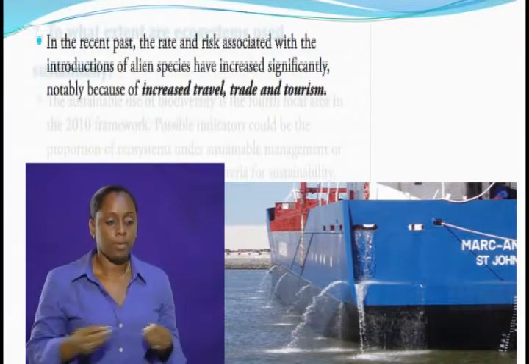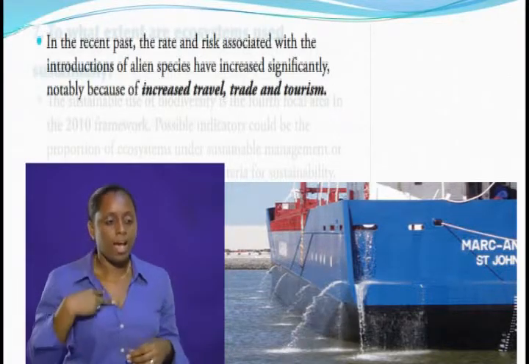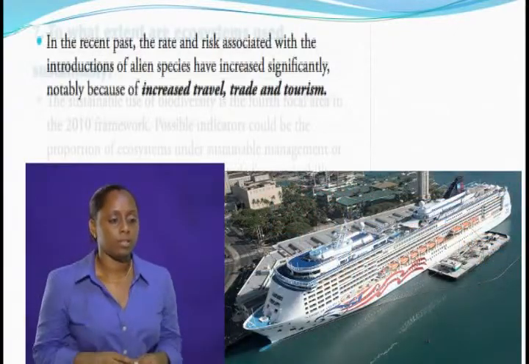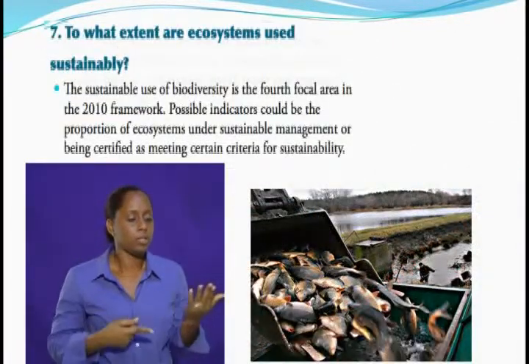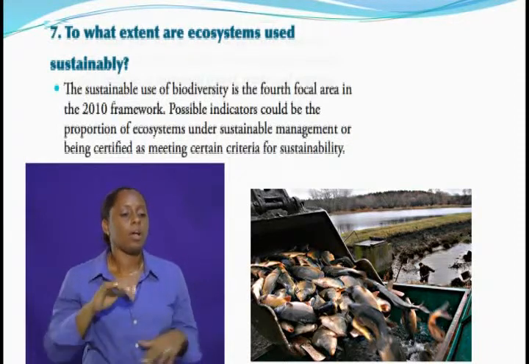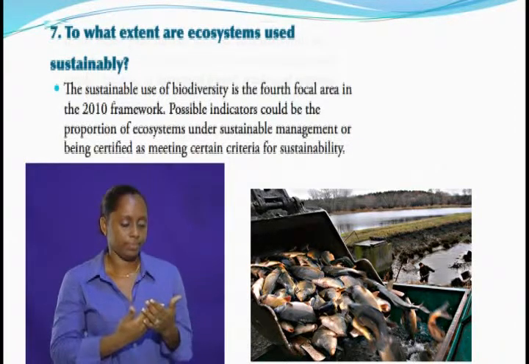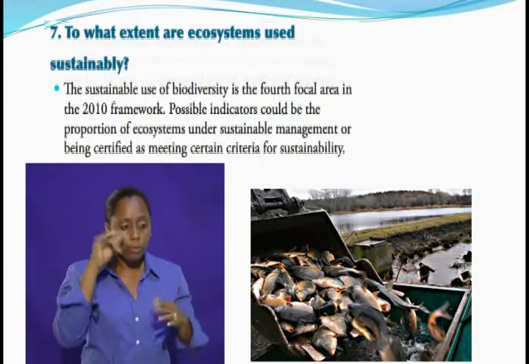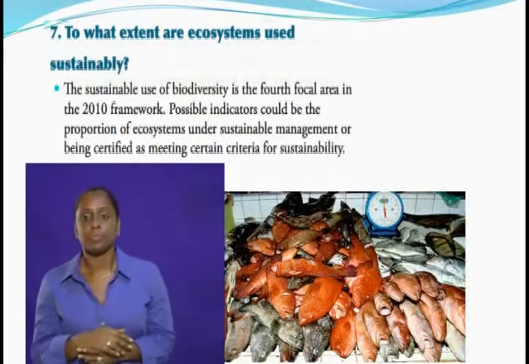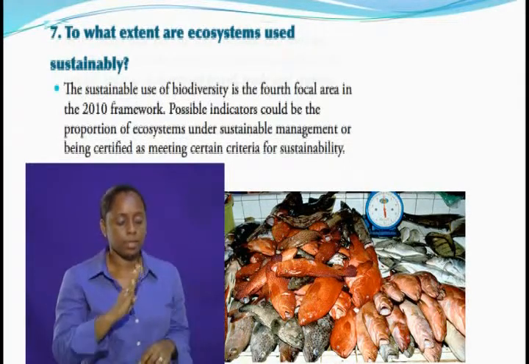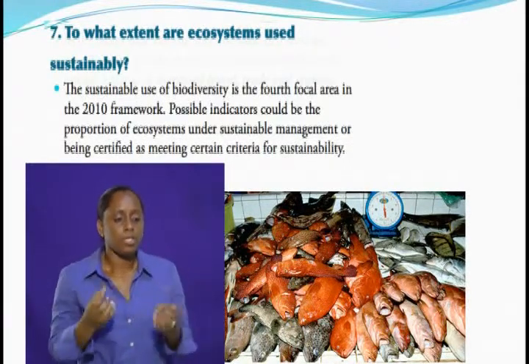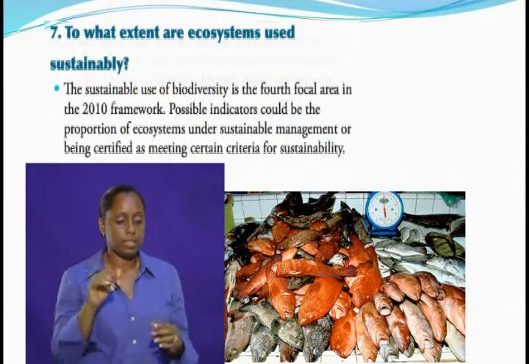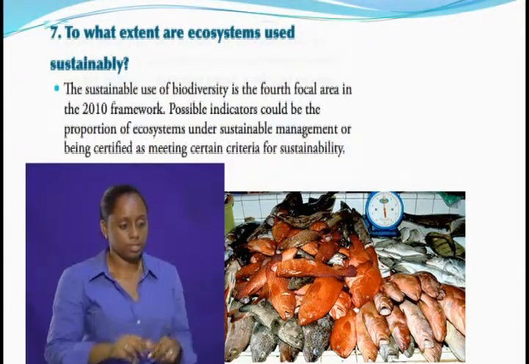Species have increased significantly, notably because of increased travel, trade, and tourism. To what extent are ecosystems used sustainably? The sustainable use of biodiversity is the fourth focal area in the 2010 framework. Possible indicators could be the proportion of ecosystems under sustainable management or being certified as meeting certain criteria for sustainability.